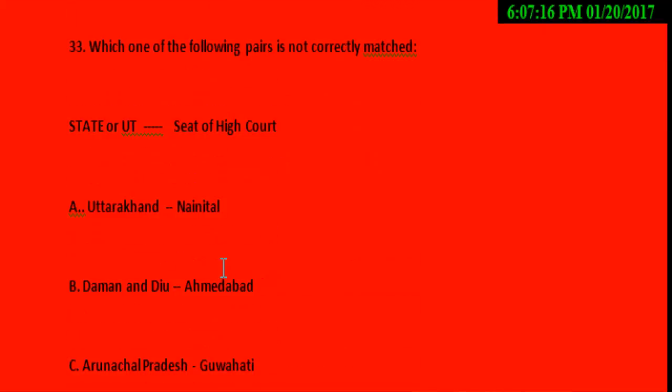Which one of the following pairs is not correctly matched? You can see these. Uttarakhand, Nainital; Daman and Diu, Ahmedabad; Arunachal Pradesh, Guwahati; Chhattisgarh, Bilaspur. Answer is B, Uttarakhand, Nainital.